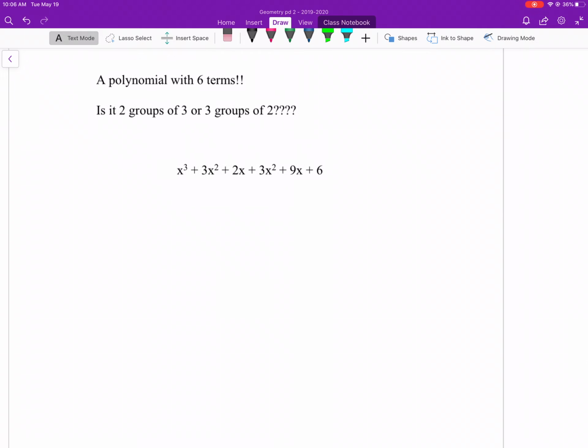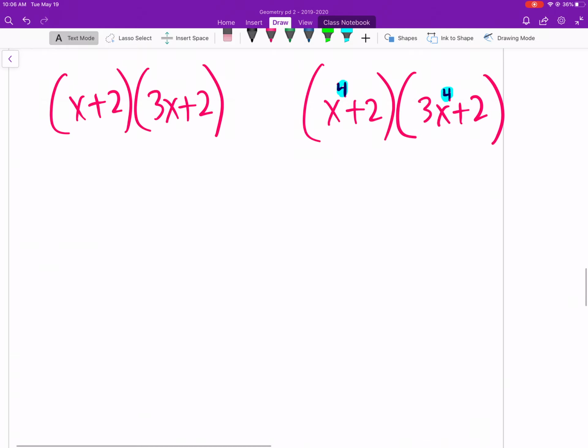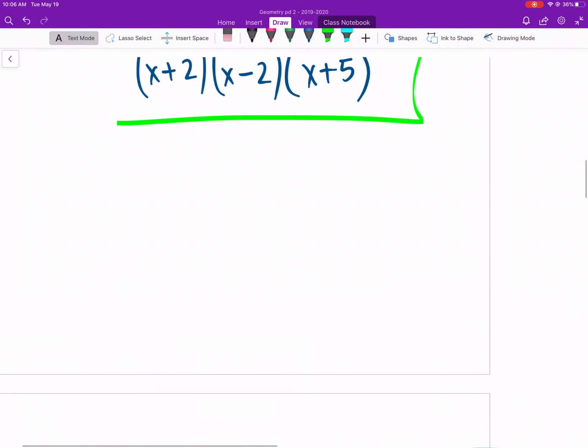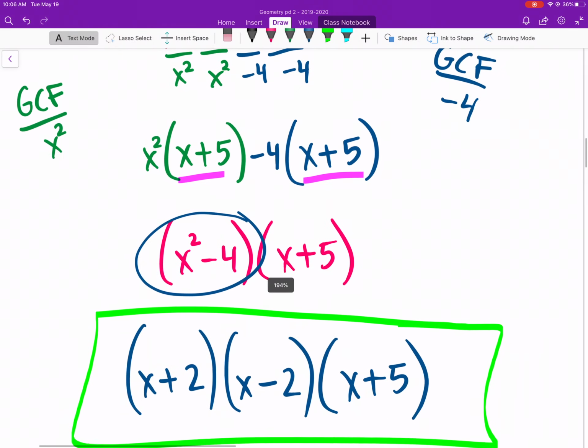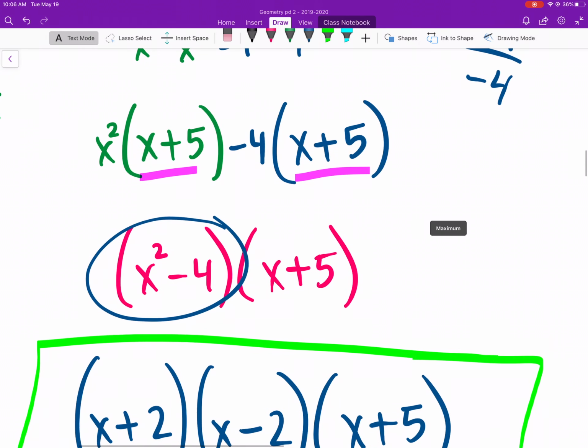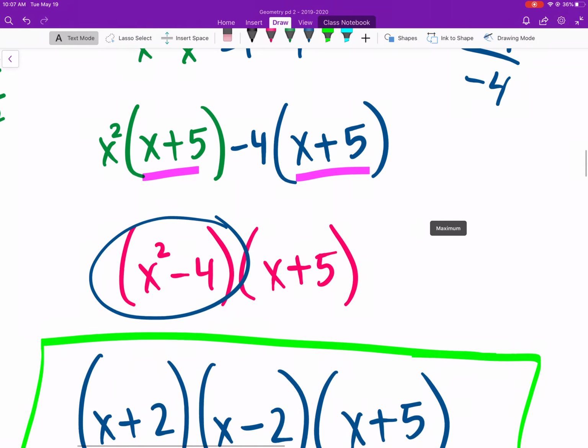So now we're working with a polynomial with 6 terms. Is it 2 groups of 3 or 3 groups of 2? Remember, this is going to be a grouping problem because there's so many terms. With grouping, we have to make sure, see those x plus 5s, we get a common expression, a common factor in those parentheses. So in this one we got x plus 5, x plus 5.